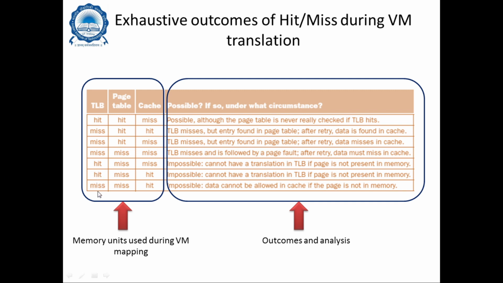And the last is miss. So the TLB is a miss, the page table is a miss, and the cache is a hit. This is also not possible, because data cannot be allowed in the cache if the page is not inside the memory. If the page is not inside the main memory, then data cannot be inside the cache. So this is the exhaustive list of outcomes and analysis based on the memory units used during the virtual memory mapping process.